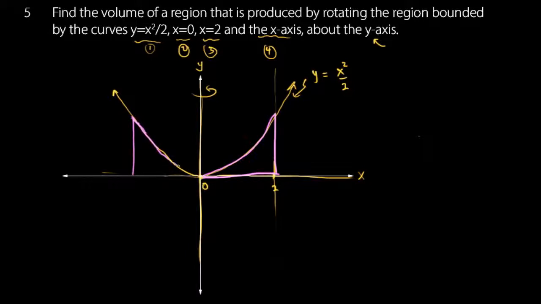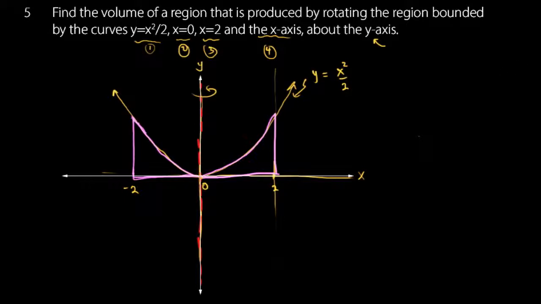Again, this is meant to be a 3D diagram, but all we need is just the cross section, and then the whole idea will be brought out soon. If this is 2, then the other part is just going to be negative 2. So the question says, find the volume of the region that is produced by rotating this region about the y-axis. Since the y-axis is our axis of rotation, let's denote that by dotted lines.